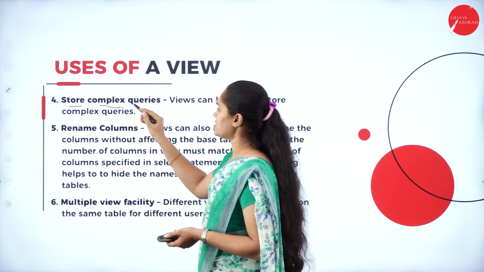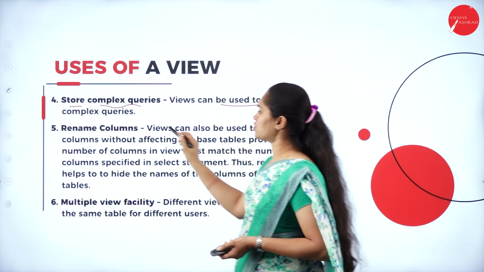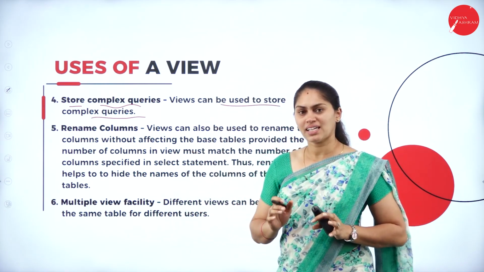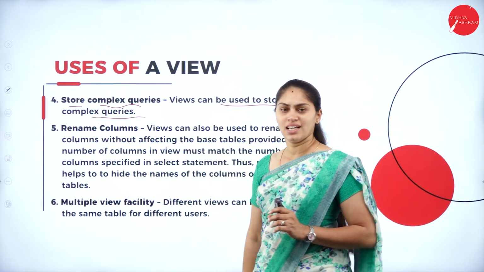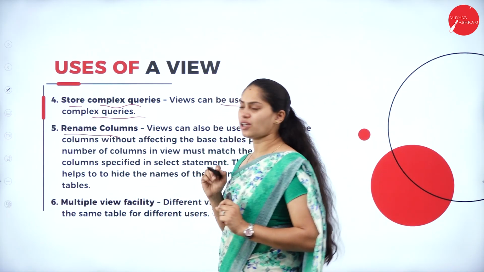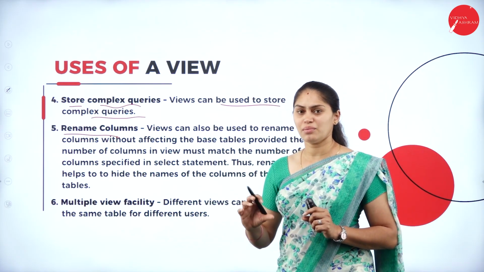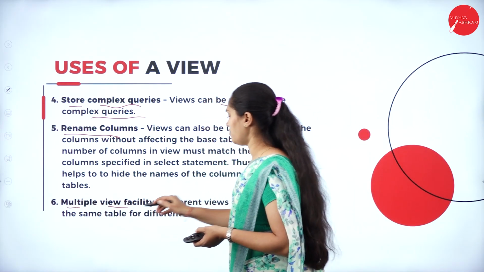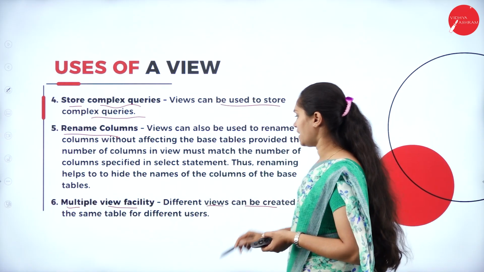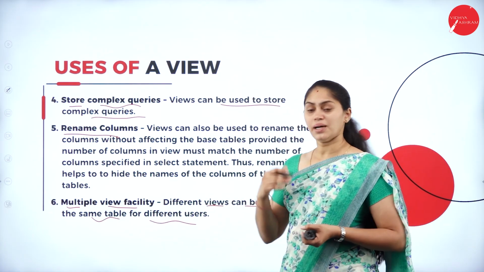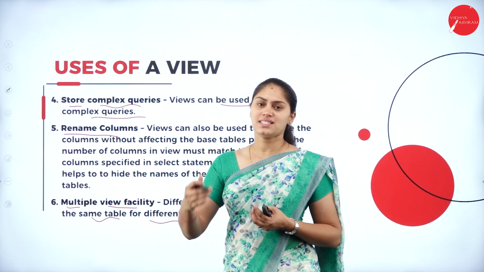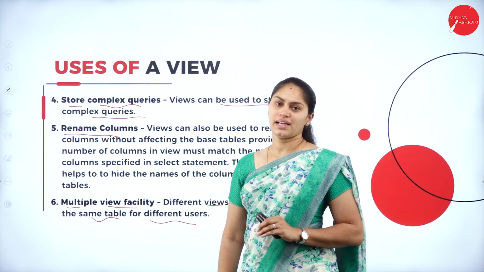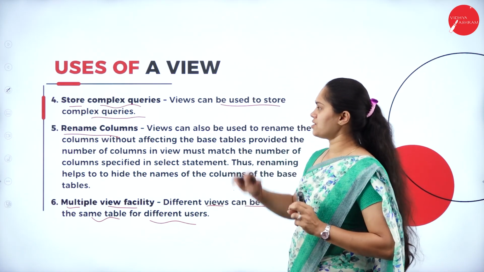Next, it will store the complex queries. A view can be used to store complex queries. As in the example of 50 and 40 columns, if you want to make it a simple one, then you can use the views concept and you can rename the columns. After the result, you can rename it, that means we can give alias names. And then the multiple view facility. Different views can be created on the same table or for different users. The columns which are necessary for a particular user can be created and viewed by that user. These are the uses of a view.